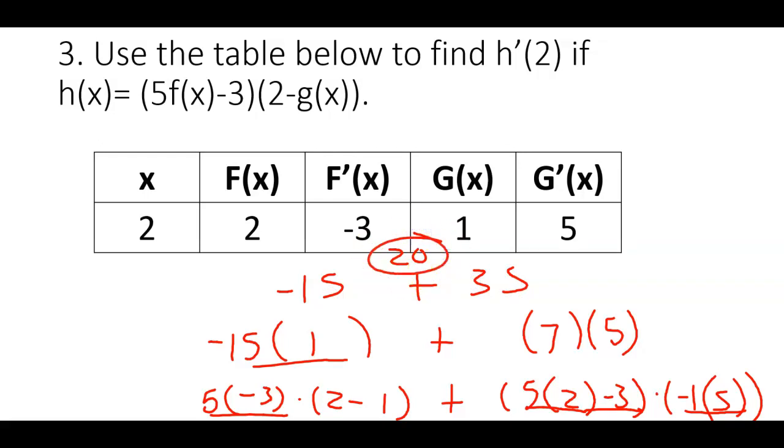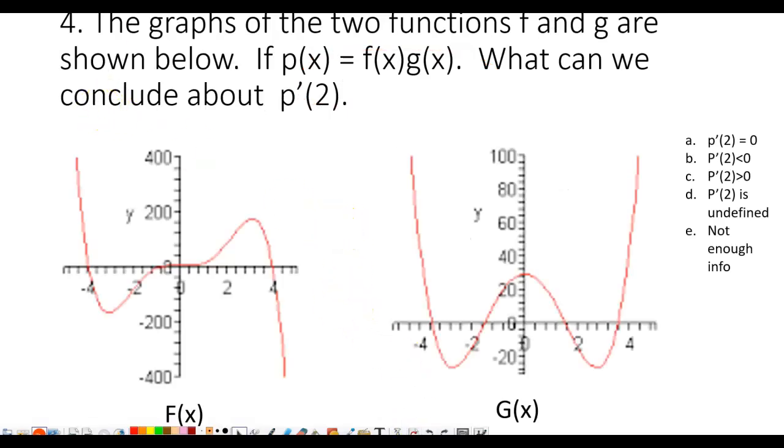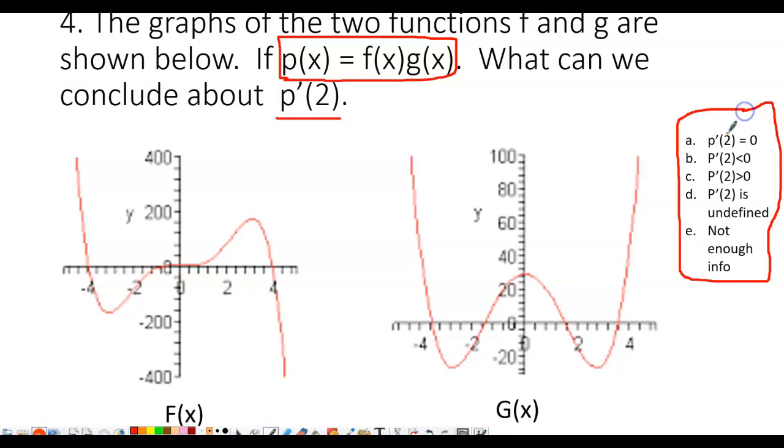All right, so basically just find the derivative first using the product rule, and then use the table to plug in. All right, guys, let's take a look at number 4. On this problem, it says the graph of two functions, f and g, are shown below. And then they tell us about a third function, p, which is a product of those two functions. And the question is, what can we conclude about p prime of 2? And they give us some options. So, as you guys can see, either p prime of 2 is equal to 0, less than 0, greater than 0, undefined, or maybe there's just not enough information. Let's go ahead and see what we can figure out here.